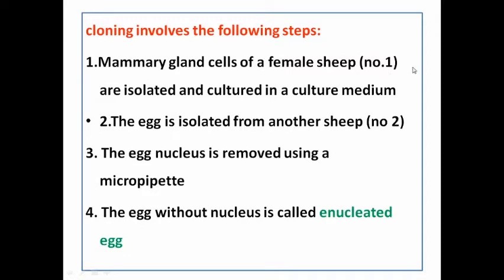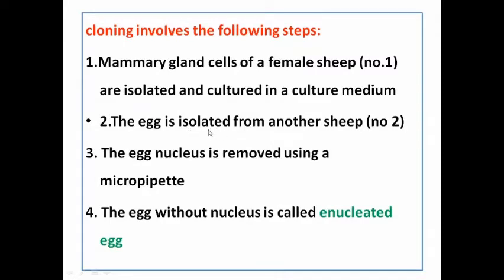From sheep number one, a female sheep, the mammary gland cells are isolated and introduced into the culture medium. They are cultured in the culture medium. And from the second sheep, another sheep, the egg is isolated.